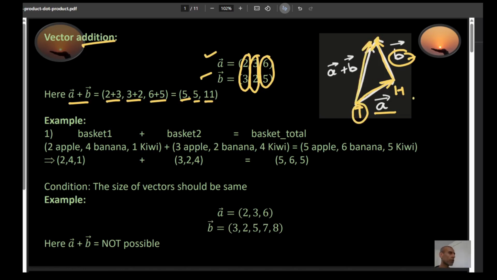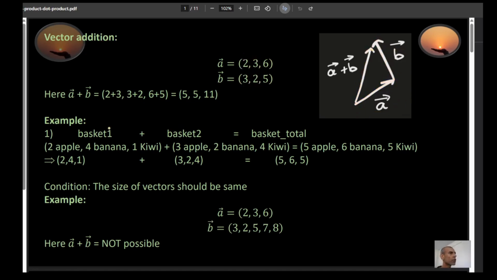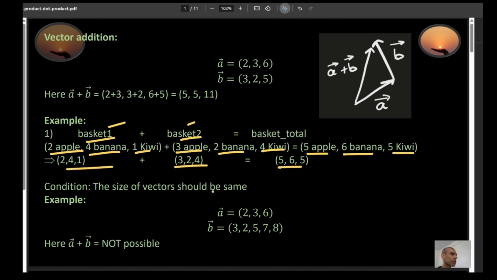So this is a visual, a pictorial representation if it helps you understand. So for example, suppose you have basket 1 and basket 2. Basket 1 has 2 apples, 4 bananas, 1 kiwi. Basket 2 has 3 apples, 2 bananas, and 4 kiwis. If you combine basket 1 and basket 2 together, you will get 5 apples, 6 bananas, and 5 kiwis. So this is one way to visualize vectors if it helps you understand.